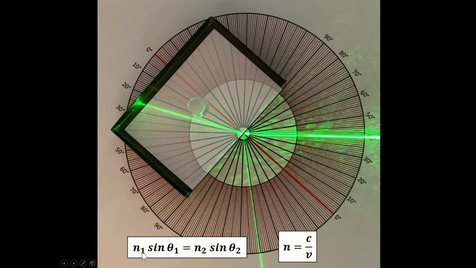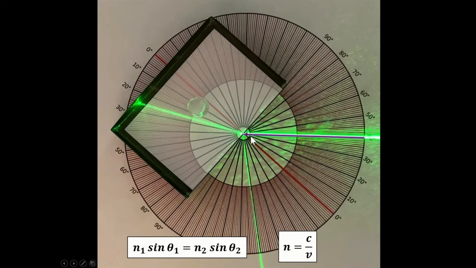The index of refraction in one medium times the sine of the angle in that one medium equals the index of refraction in another medium times the sine of the angle in that other medium. And we can calculate the index of refraction by taking the speed of light in a vacuum divided by the speed of light in that medium.